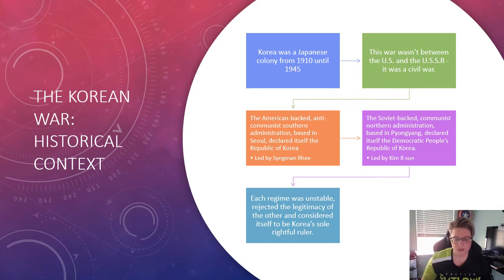In 1948, the American-backed anti-communist Southern administration, which was based in Seoul, declared themselves the Republic of Korea. It was led by someone named Syngman Rhee. I do apologize. I don't speak Korean, nor do I speak Vietnamese. So if you do, and you are like, woman, you are saying it totally wrong, I'm sorry.